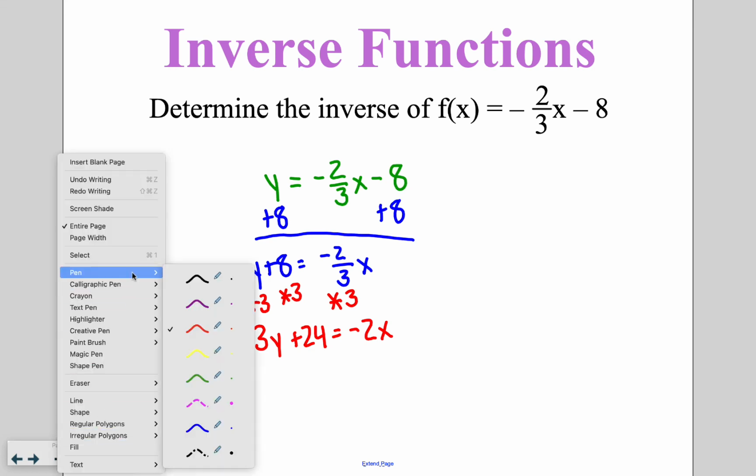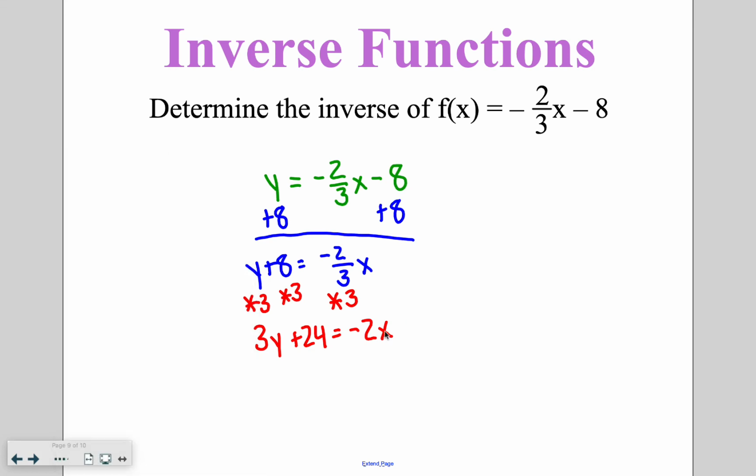Then I need to get rid of that -2 in front of my x. So I'm going to divide everything by -2. Almost forgot my negative sign there. So I've got -3/2 y. Remember, if you can't actually do the division, you're going to want to leave it. Minus 12 is equal to x.